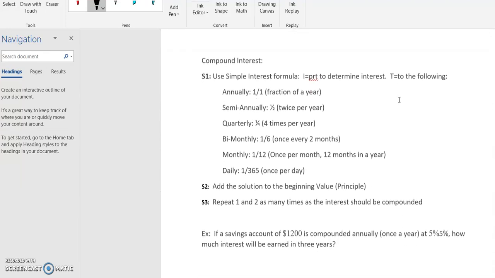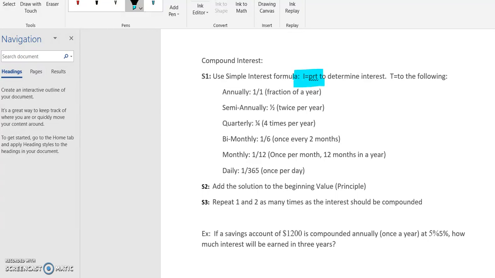Now, we can work compound interest, and guys, I've got this typed out because it would take a little while for me to have written this out, and I want to keep these videos relatively short. Compound interest, guys, all we're going to do is use that simple interest formula that I just taught you, I equals PRT. As you get into upper-level mathematics, there are more complicated compound interest formulas, but I think this will work for now. And we're going to use that same I equals PRT to determine the interest.